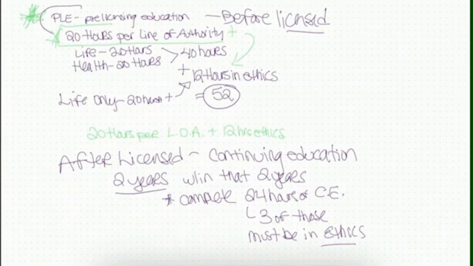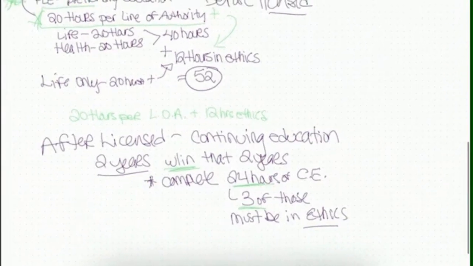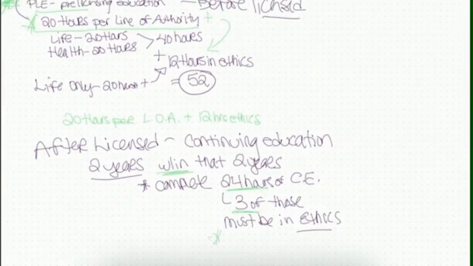Or what must an agent do to renew their insurance license after the 2-year period or within that 2-year period? Not after, within. You must have completed 24 hours of continuing education. 3 of those must be in ethics. And you must pay renewal fees. And you do that all online. Okay, so that's just a recap on some of the hours and numbers and timelines that we have gone over so far.